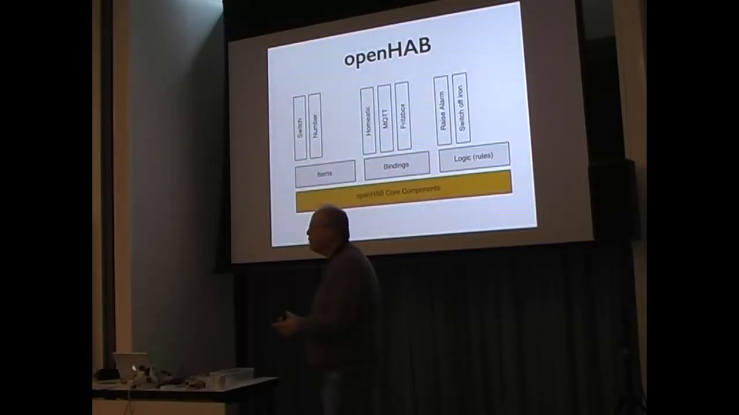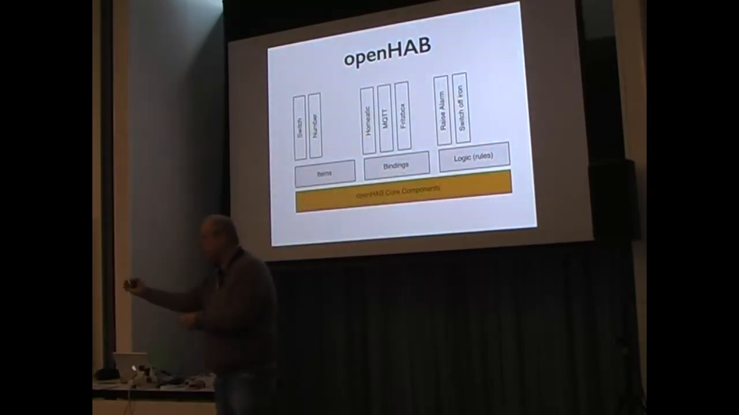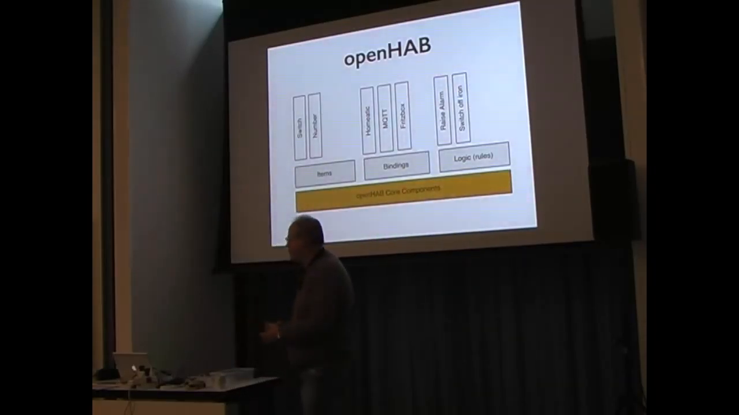A binding could also be a connection to an HTTP request to obtain weather from Yahoo or from some other service, or to post some data somewhere. Okay? And on the other side, we have some logic. Optionally, but of course that is what makes OpenHab really powerful. And this logic defines rules how particular items should interact with each other.